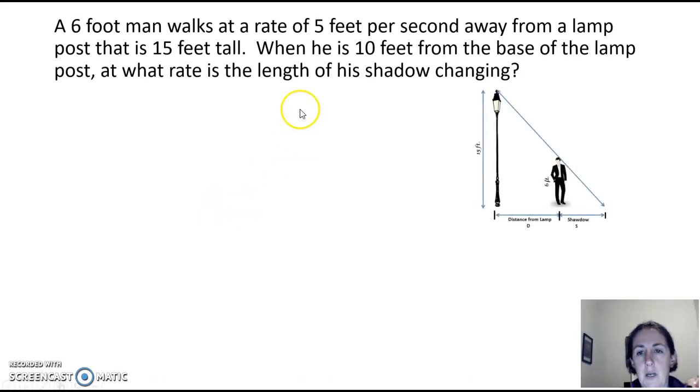picture. So here we have a lamppost that's 15 feet tall, and we have a man that's 6 feet tall, and this man is walking away from the lamppost. Now the lamp shines a light down on him, which causes him to form a shadow in front of him. As he is walking away from the lamp, his shadow is also walking away from the lamp, if you will.